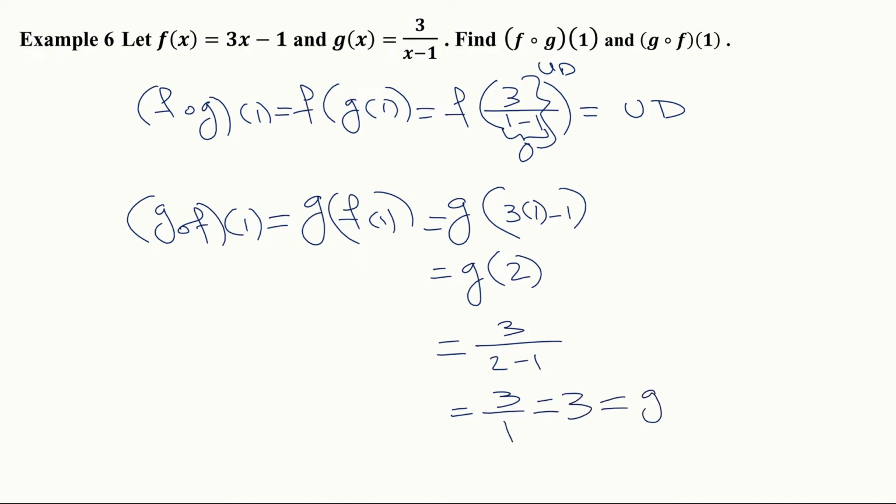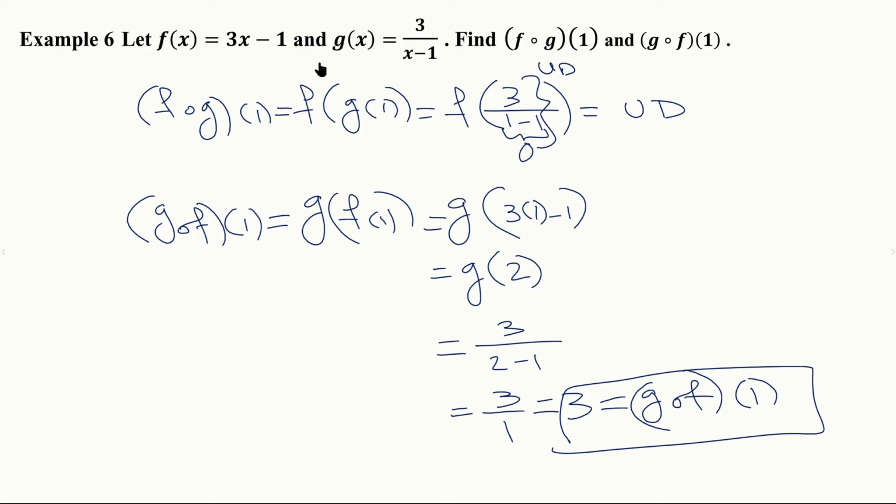So notice that g circle f of 1 was well defined, but f circle g of 1 was not well defined. It was undefined, okay? So you can clearly see f circle g and g circle f don't always produce the same result, right? All right, so make sure you understand that and we'll proceed.